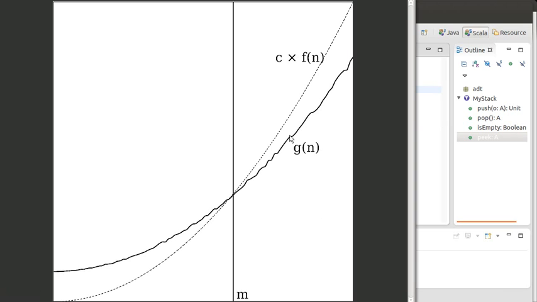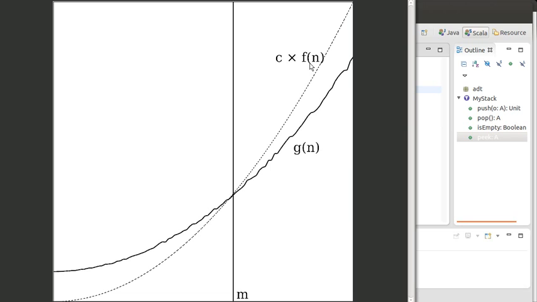And then we have some other function f. In this case I've made it so my f happens to look roughly like a quadratic curve. And we don't care just about f, we care about this c times f. And so what we're saying here is there is some point m, you'll notice the m here on our horizontal axis, and beyond that point m, c times f of n is always greater than g of n. No matter how far out you go, going out to infinity, this dotted curve will always be higher than the bold curve. That's what it means to say that g is order f of n.